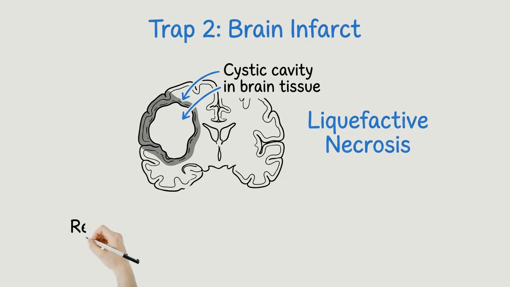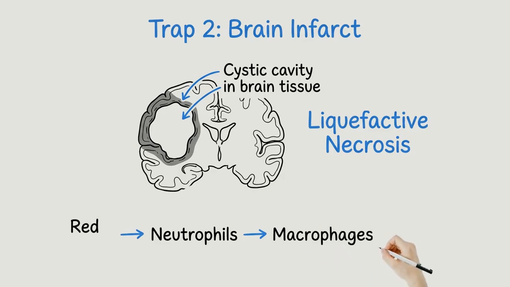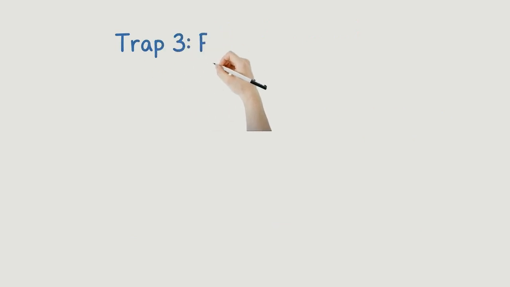The histologic sequence is red neurons at 12 to 24 hours, neutrophils at 1 to 3 days, macrophages at 1 to 3 weeks, and finally a cystic cavity. That cavity is the end stage of liquefactive necrosis.